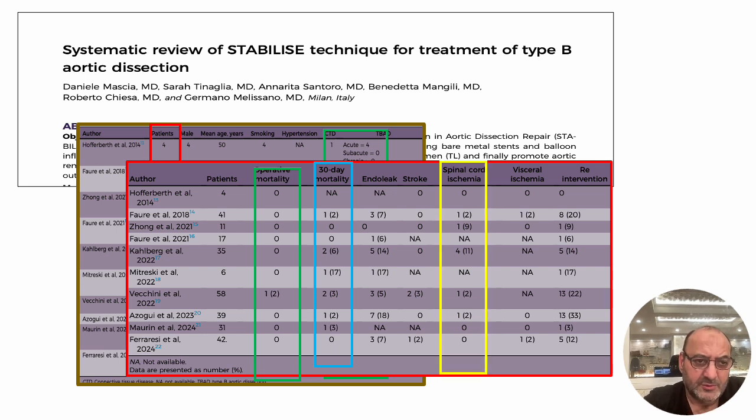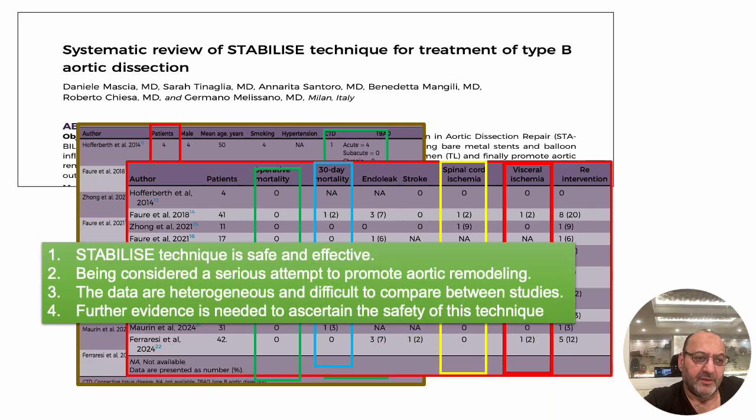When you look at the spinal cord ischemia, it is also comparable to regular TEVAR, because this is an open cell stent. It's not a covered stent, so you still perfuse the spine in that area, wherever you cover. And visceral ischemia, it's very, very seldom you get visceral ischemia. And by the way, if you need to stent afterward, you can still stent the SMA and celiac. A little bit harder, but you can do it. So the STABILISE technique is safe and effective.